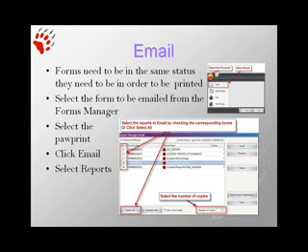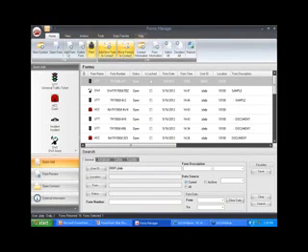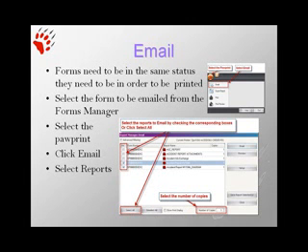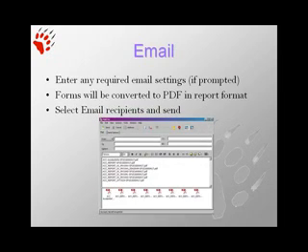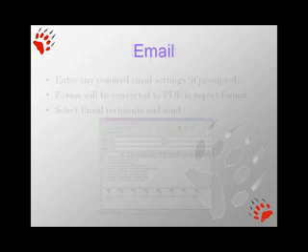We use GroupWise. So basically what you're going to do is select your form, and go to the paw print, the paw print up here in the corner. Then you choose to email. You're going to get a print dialog box like you normally get. Select which reports you want to email. You're going to enter any required settings. Depending on how your email is set up, you may have to enter some email settings, but it's only the first time. The forms are converted into PDFs attached to the email. Select your recipients and go ahead and click Send.